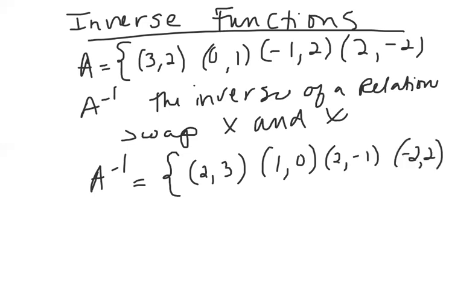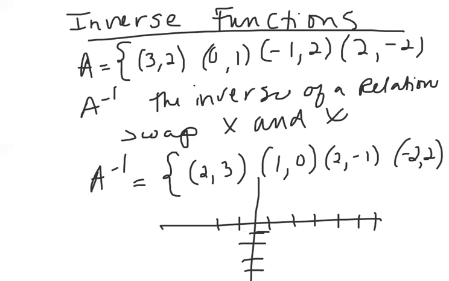Now, to really understand this, I have to graph this on the XY plane so you can see what I'm talking about, because just explaining it to you is not sufficient. It's better to show it to you. I am going to use different colors for these points. The original relation has these points: (3, 2) right here, (0, 1) right here, (-1, 2) located right there, and (2, -2) down here.